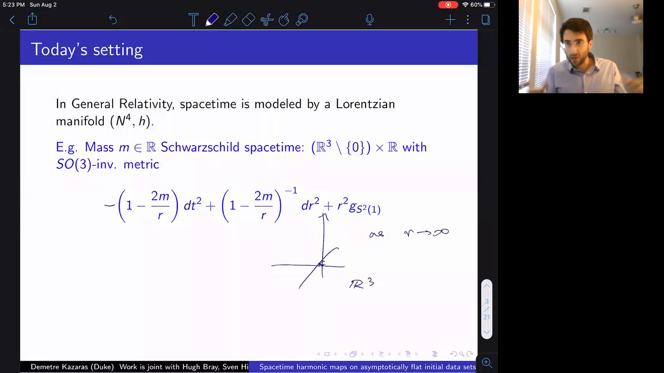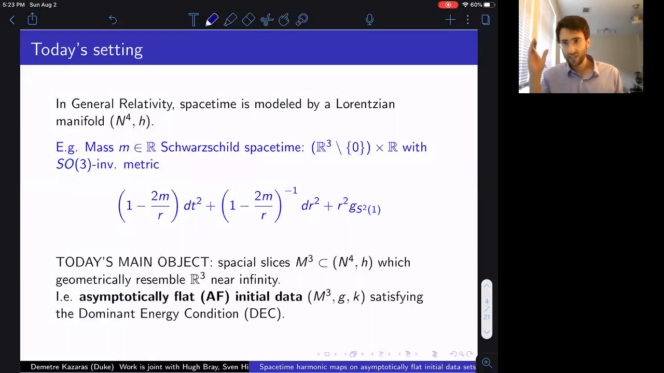If you go far away from the origin in Euclidean 3-space, this metric converges to, the 2m over r terms become very small, and this whole thing converges to Minkowski, flat Minkowski space. So asymptotically, this resembles a flat space. Okay. So this is going to be kind of the area that we're zooming in on today. We're going to be interested in objects like this, not only objects like this, but spatial slices within them.